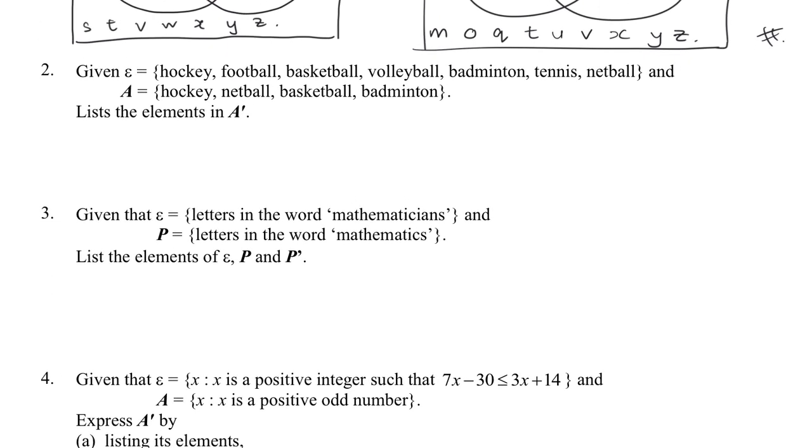Next, we have the universal set of epsilon, all these activities, CCAs, and A, a specific set inside our universal set, and we are expected to know what A complement is. So basically, recap, A complement means a set containing all the elements that are outside of A, yet still within the universal set.